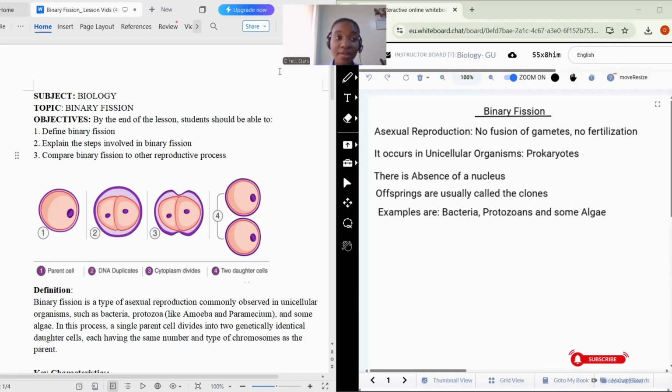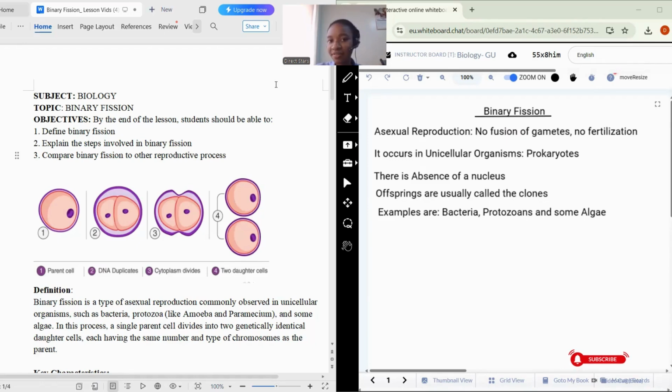In our class today, we're going to be looking at binary fission. Have you heard about the word binary fission before? Beautiful. So we will be learning more about that today. And by the end of the lesson, you should be able to define binary fission. You should be able to explain the steps involved in binary fission. And finally, you should be able to compare binary fission to other reproductive processes.